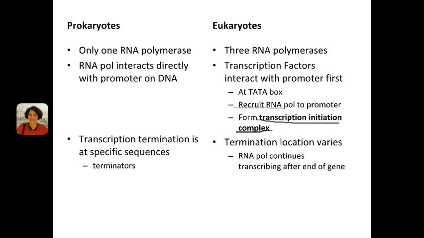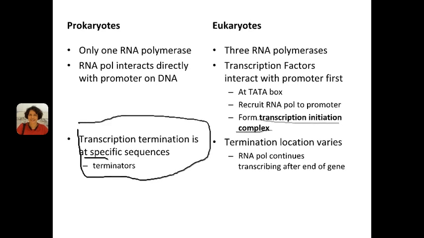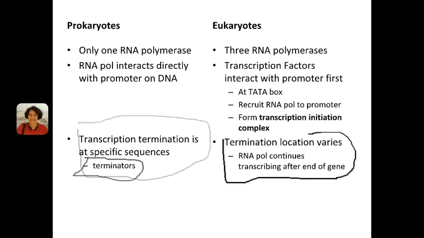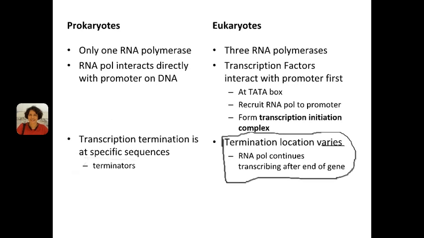In prokaryotes, there are actually specific sequences that indicate where transcription is supposed to finish, and they're called terminators. In eukaryotes, we don't really have those terminators, so the actual location of the termination is going to vary as the RNA polymerase protein continues to transcribe after the end of the gene, and there's going to be another protein that is basically going to degrade the transcript as RNA polymerase is still transcribing, and that is how it's going to end.